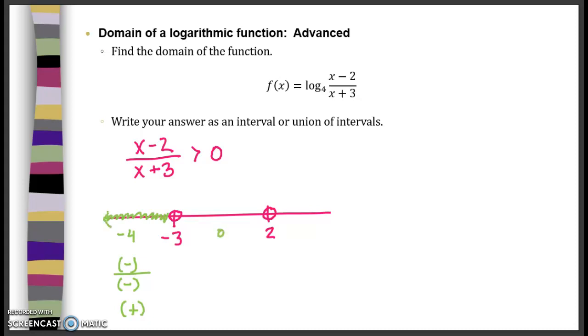If I plug in 0, I'll get a negative over a positive, which is overall a negative. I don't want anything in that interval. If I plug x equals 3 into this piece, I will get a positive over a positive, which is overall positive divided by a positive is positive, which is what I want. So I'm going to go from 2 to infinity.